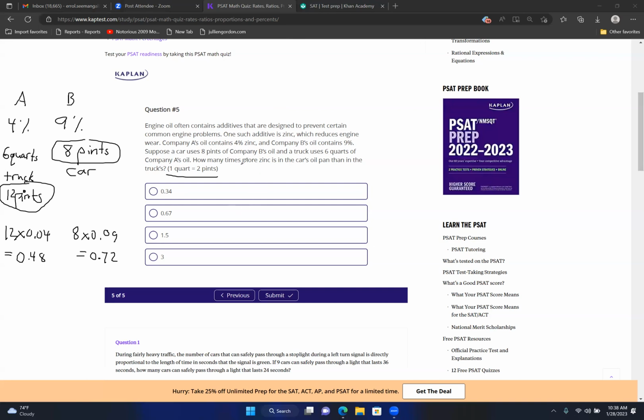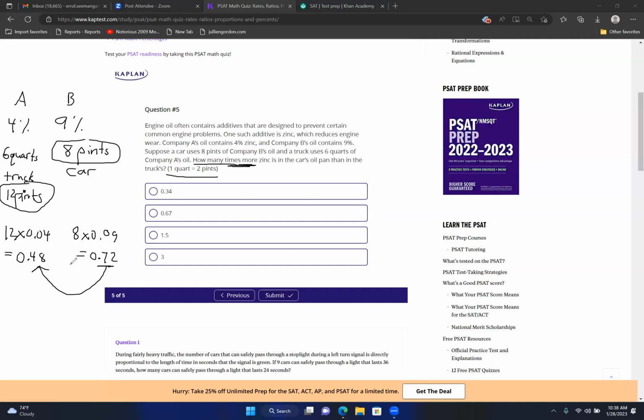How much more, right? What operation is how much more? How many actually no, my bad. How many more times? How much more is this than this? So compare these two numbers. How much more is this 0.72 than the 0.48?